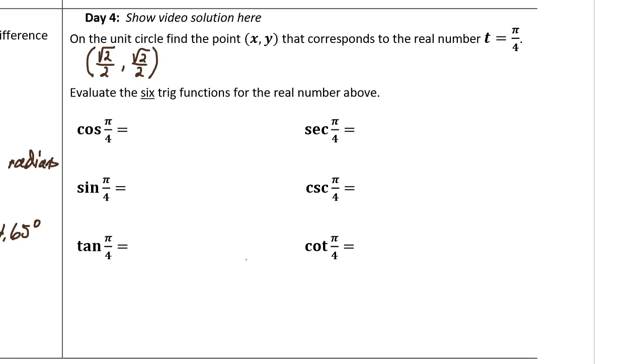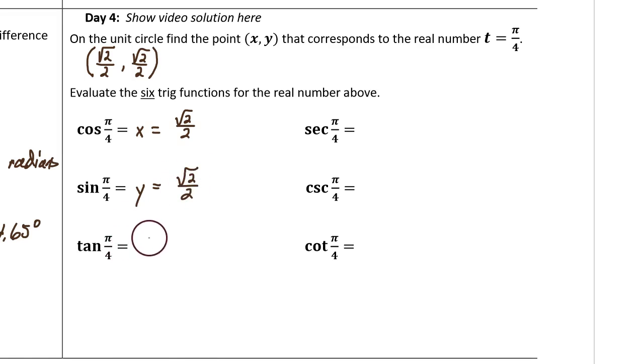Now that we know the coordinates of that point, we can find the values of the trig functions. To find the cosine value, you use the x-coordinate of the point on the unit circle. In our question, that is the square root of 2 over 2. To find the sine value, you use the y-coordinate. In our question, that is the square root of 2 over 2.